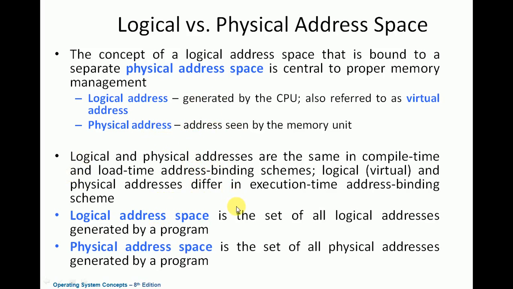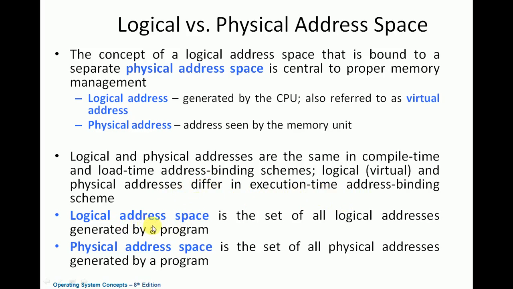Here, logical and physical addresses are the same at compile time. At the compilation time, both the logical and physical addresses are assumed to be the same. And at load time, address binding will be done. That is called static binding, a load time address binding scheme. Logical or virtual addresses and physical addresses will differ at execution time. At execution time, we need the physical addresses. The logical address should be converted to physical addresses.